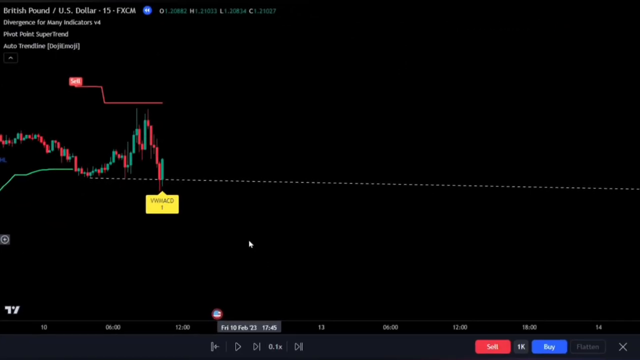Here's another great example for a short trade. We see the pivot point super trend is on a bearish move, and the indicator found a bullish volume weighted MACD. We enter the market once conditions are fulfilled.